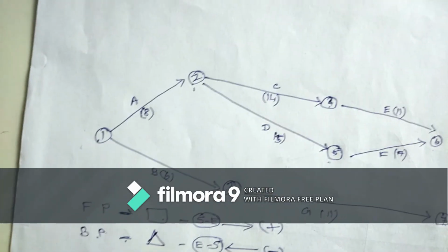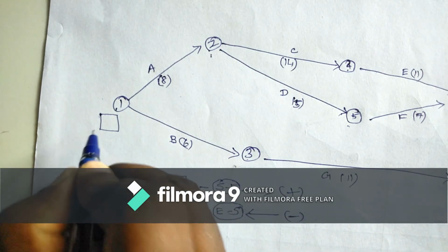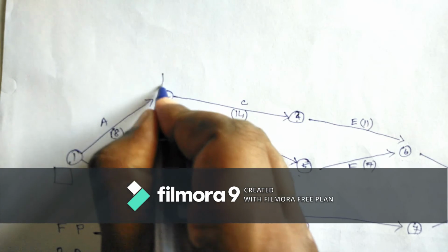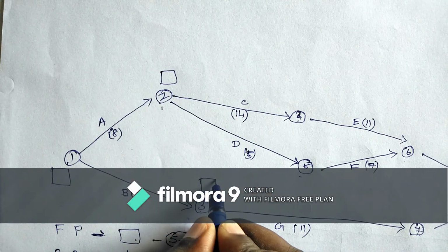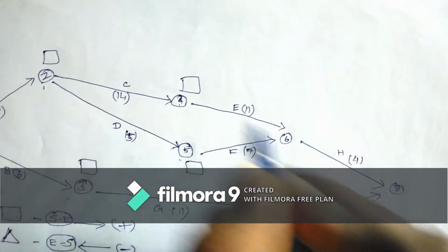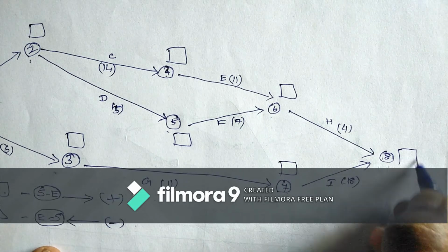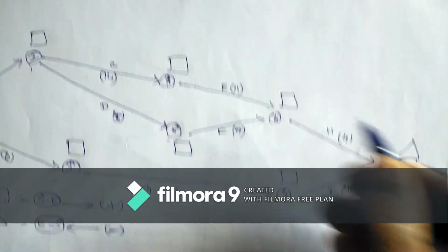How to do the forward and backward pass now? So this square is represented as a forward value. You have to find the forward and backward value for each node. So this is the backward value.